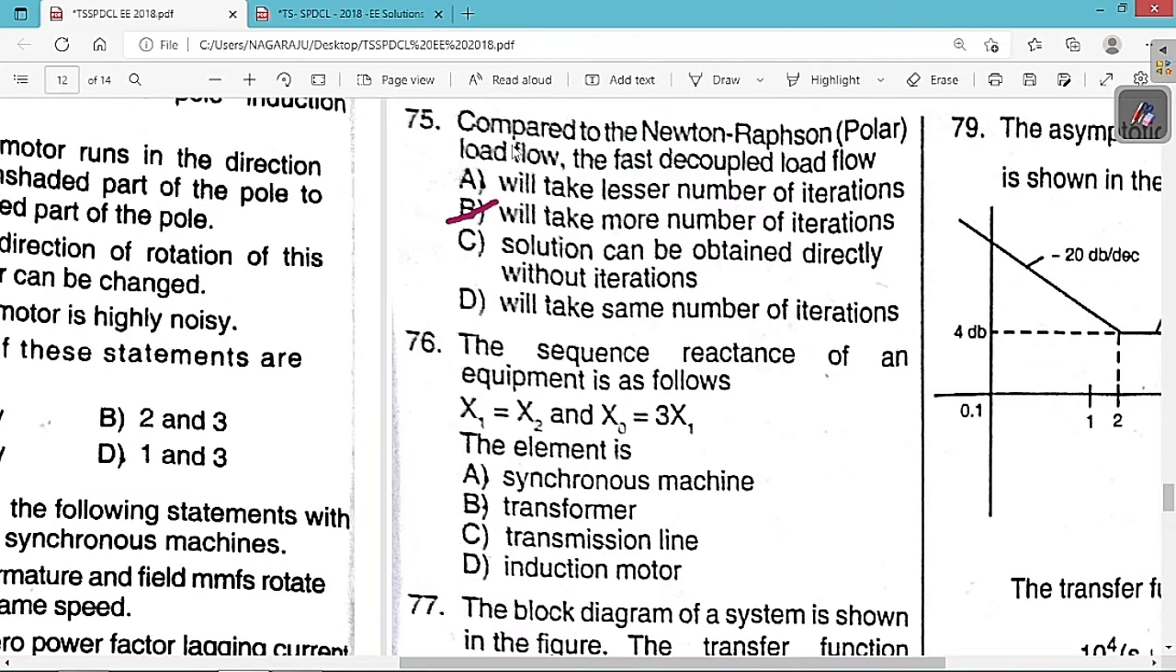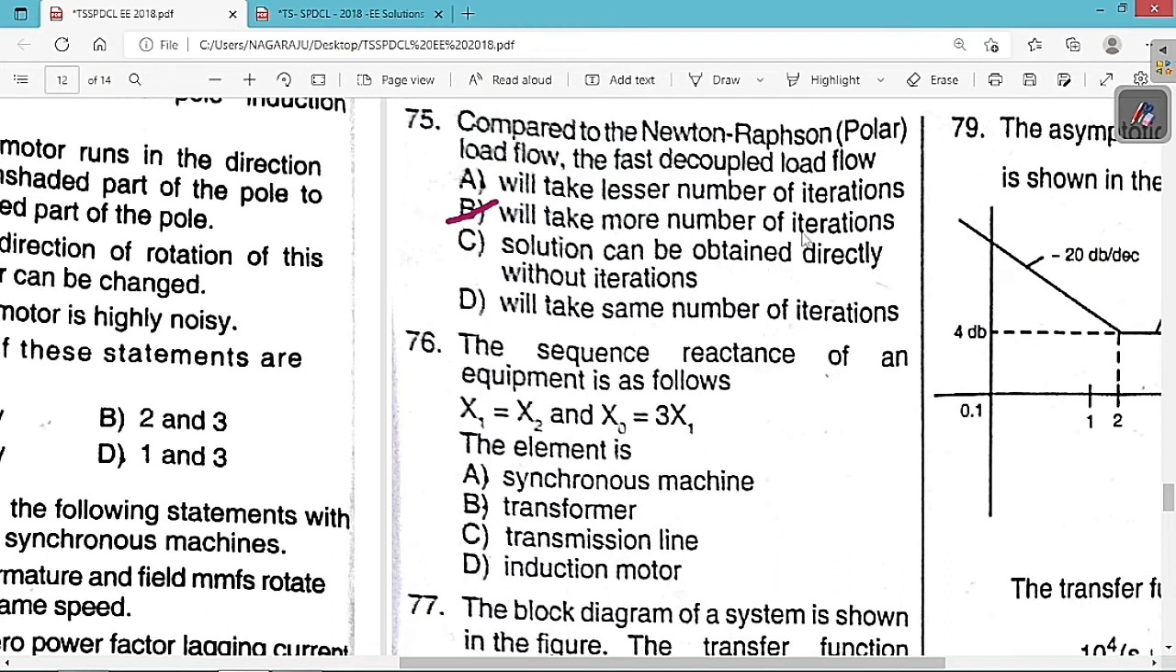There's another question. See the question here. Compared to the Newton-Raphson polar load flow, the fast decoupled load flow will take more number of iterations. So basically, always the Newton-Raphson method will have less number of iterations when compared to any other method. This is a very important thing to always keep in your mind. The Newton-Raphson method will always take less number of iterations when compared to any other method.